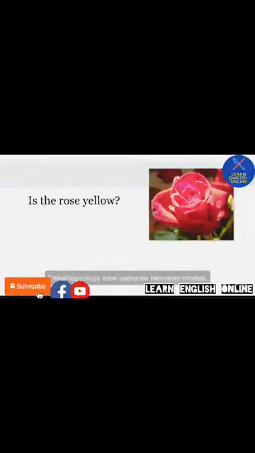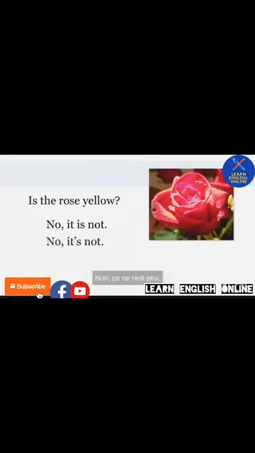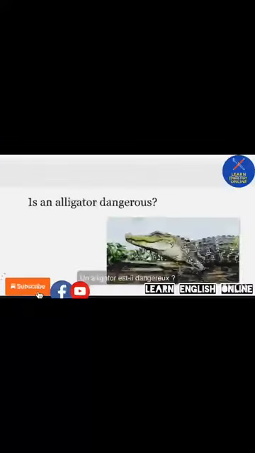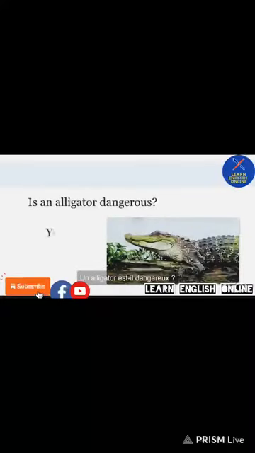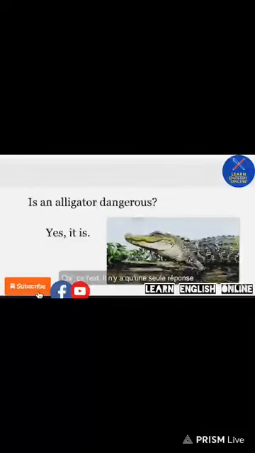Let's practice with some short answers. Is the rose yellow? No. No, it is not. No, it's not. No, it isn't. It is red. All three of these negative answers are correct. Is the alligator dangerous? Yes, it is. There is only one answer here because it is a yes answer, and we can't do all of those contractions with a yes answer.